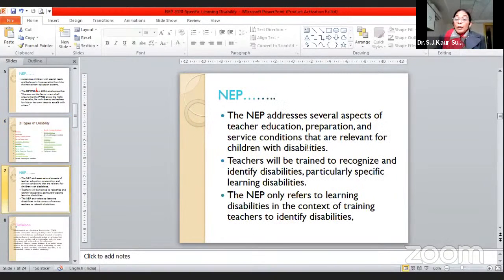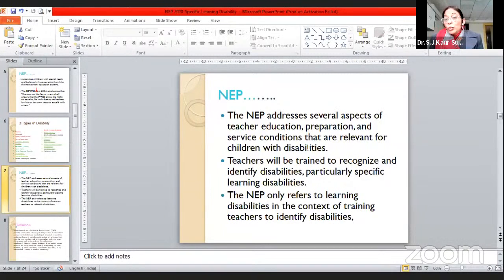Now, the NEP addresses several aspects of teacher education. First, for general teachers, 50 hours of training per year is now required, and that is a very, very good thing. Teachers should update themselves, and particularly the general teachers, and then the special educators also, they have done preparation and service conditions that are relevant for children with disabilities.